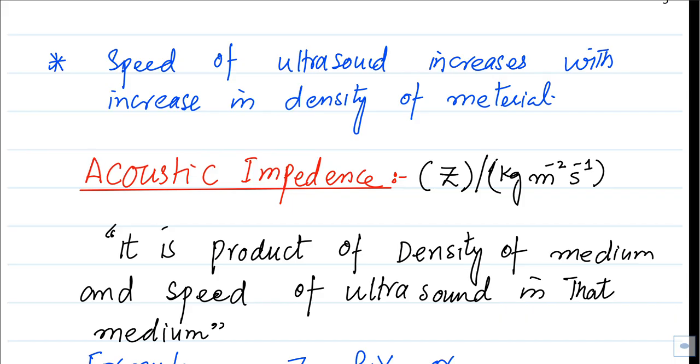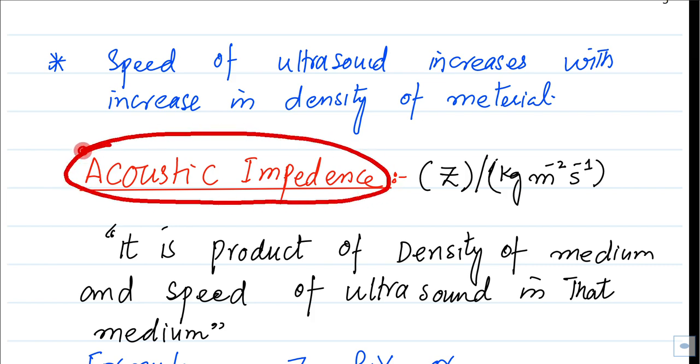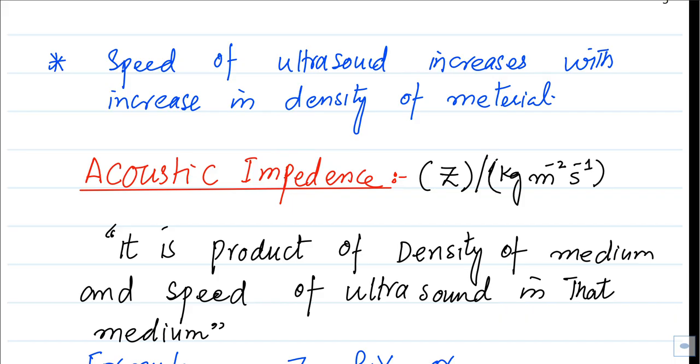So first of all, because I was talking about the speed, I must tell you what is acoustic impedance. There are some technical points which are discussed in every topic, although they are linked with each other, they are somehow different. For example, the acoustic impedance. Acoustic means it is linked with sound. Impedance means the opposition to the flow, right?